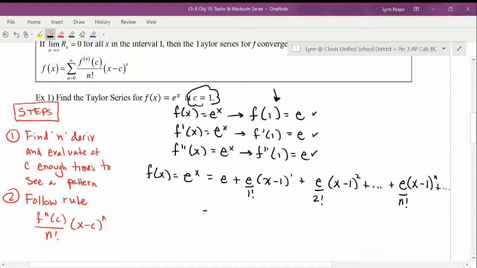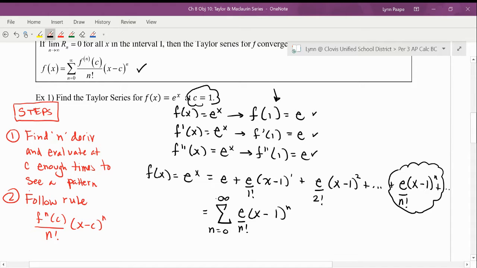And then we want to write that into our sigma notation, so we're writing it into this format here. I'm just going to transfer this portion, because that's my nth term, into the sigma component. So that would be e times x minus 1 to the power of n divided by n factorial, from n equals 0 to infinity.